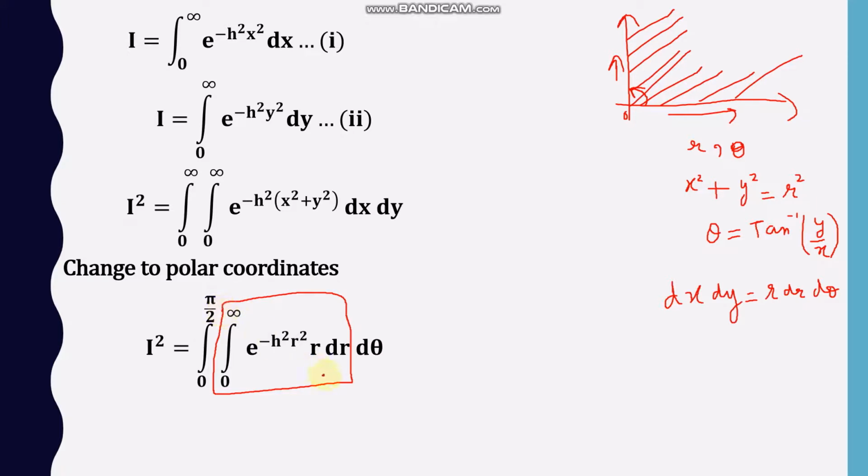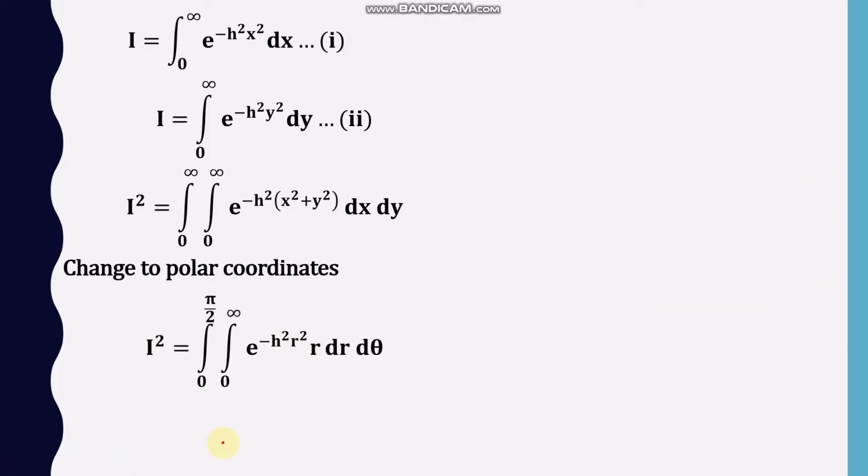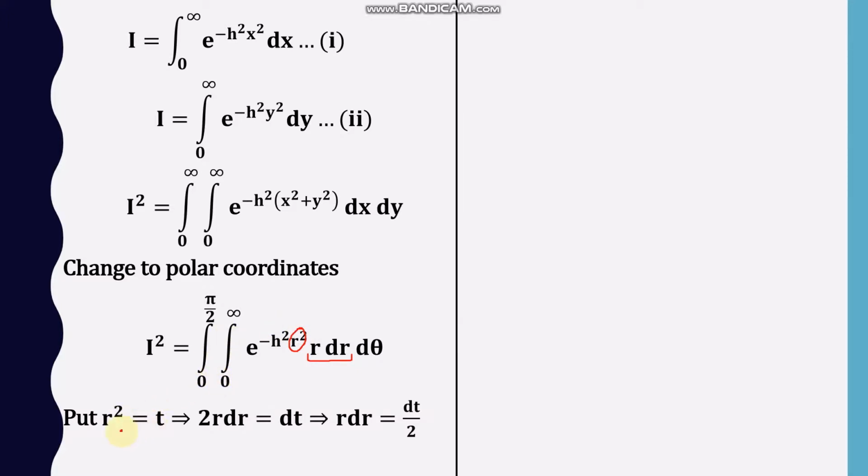So what we will do, we will put r square equal to t. So when you put r square equal to t, 2r dr becomes equal to dt. So r dr becomes dt by 2. We'll put r square equal to t. The limits will remain the same, because when r is 0, t is 0, and when r is infinity, t is infinity. So I square becomes integral 0 to pi by 2, 0 to infinity, e raised to power minus h square t, dt by 2, d theta.